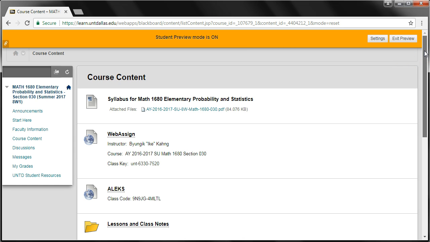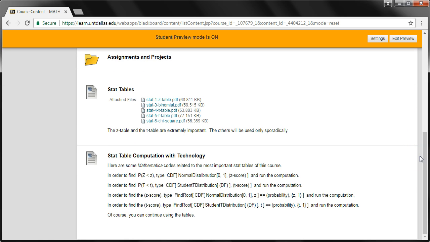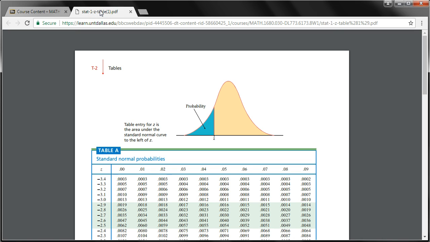Here we are looking at the course content folder of our class page, and scroll down and you'll see stat tables. I posted a bunch of tables. Some may not be used, but the very first one is going to be used a lot from chapter 6 until the end of the semester. And this is what I'm talking about.